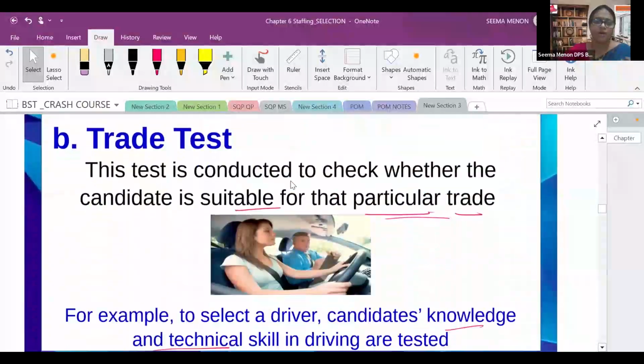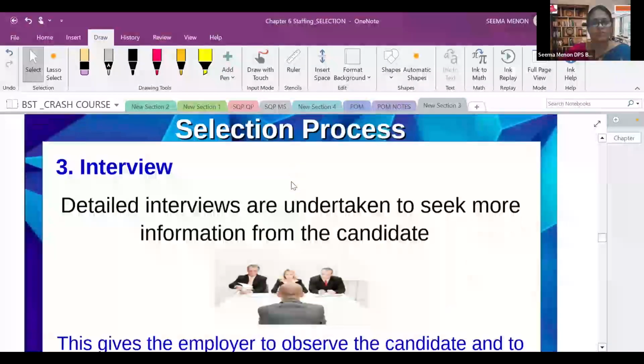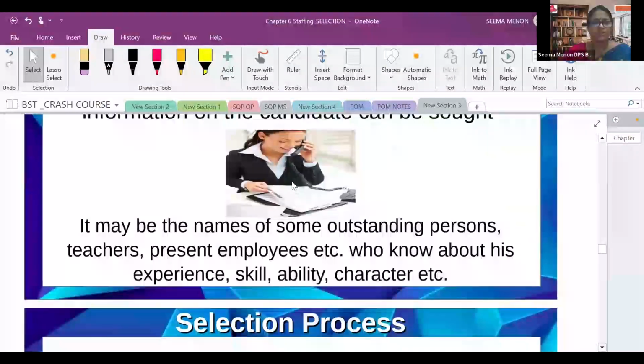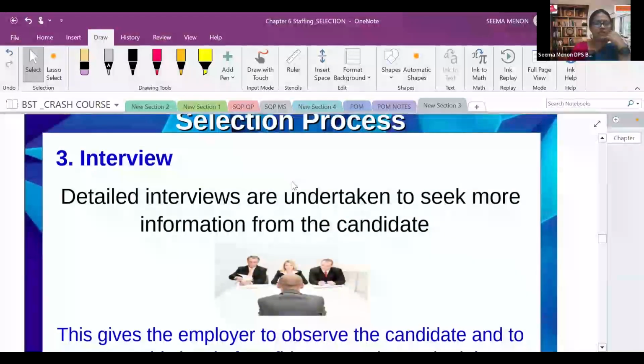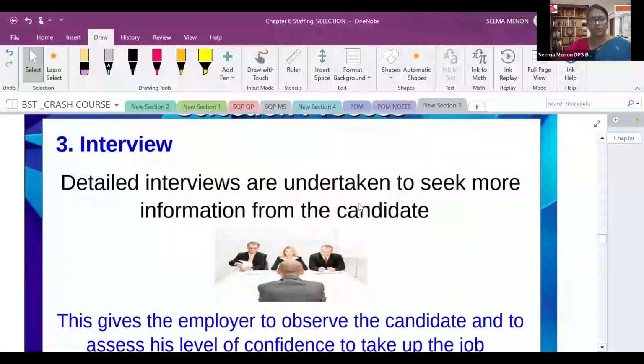After going through that, we are moving into the third process. What is the third process? You can see on the screen. Interview. After the selection test, if they clear it, they will be called for an interview. What do you mean by interview? Detailed interviews are undertaken to seek more information from the candidate. There will be one-to-one interaction with the candidate, so they can take the details about their personal, professional, job-related background, etc.